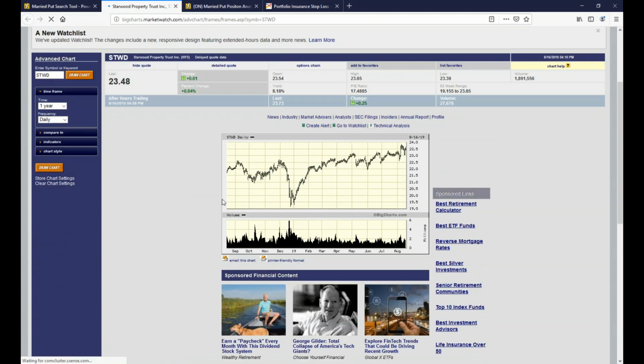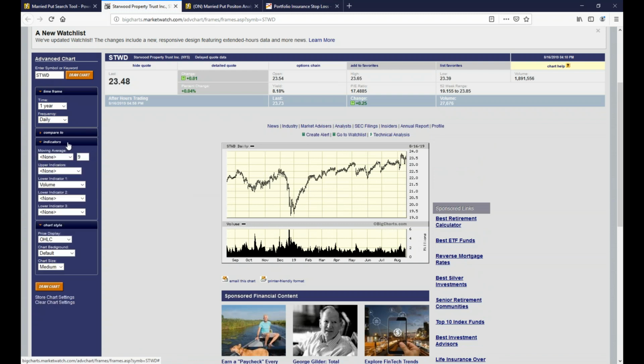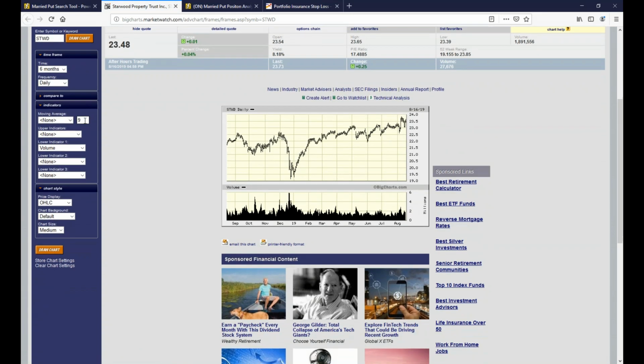This is not my structure. This is not a recommendation. I didn't even see what I clicked. Starwood Property Trust, not familiar with them. But what I typically do, this Big Charts is flexible. So the first thing I do is usually go to 6 months or so. I think Ernie prefers a 3-month chart.